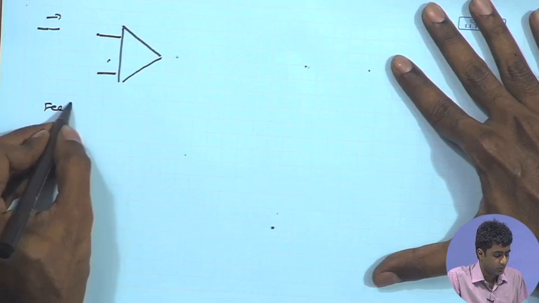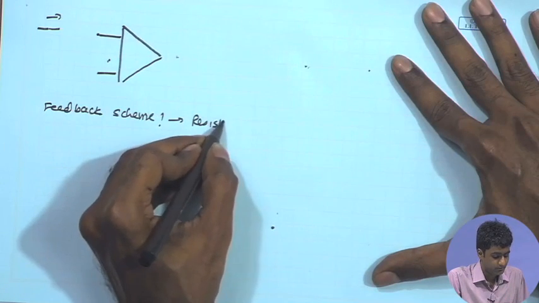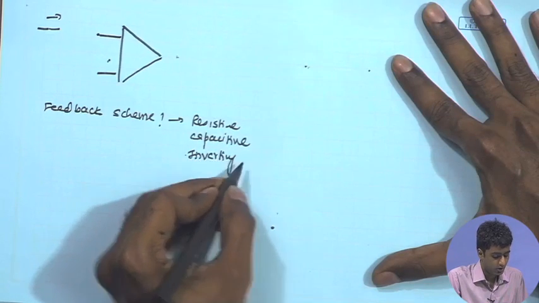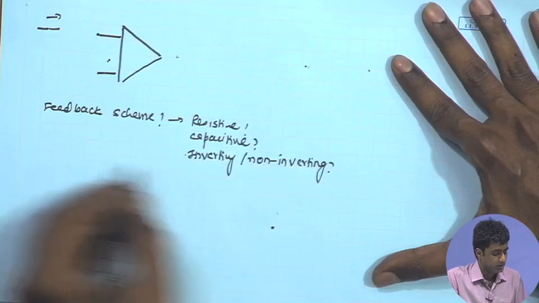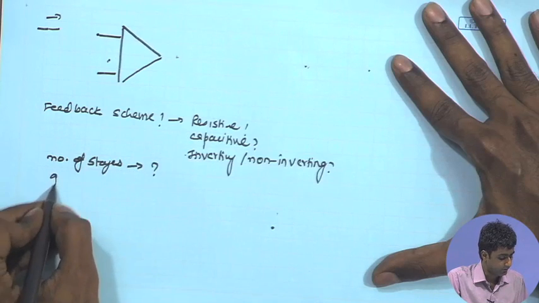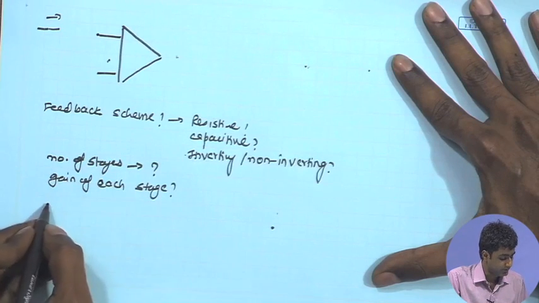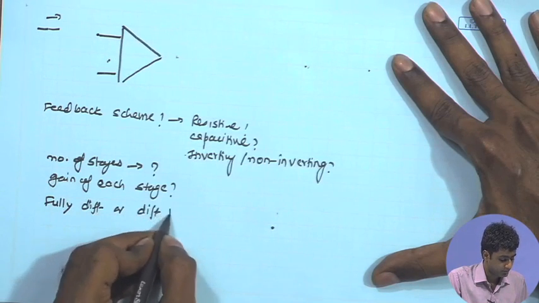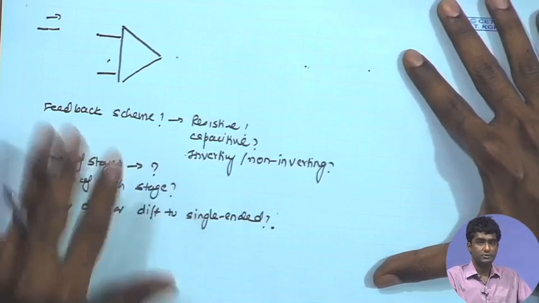So we need to see what is the feedback scheme, whether it is going to be resistive, whether it is going to be capacitive, whether it is going to be inverting or non-inverting. So we need to answer these. Then we need to see the number of stages involved, gain of each stage. We need to see whether we need to have a fully differential or differential to single ended topologies for our amplifiers. These are the questions that we would like to answer.